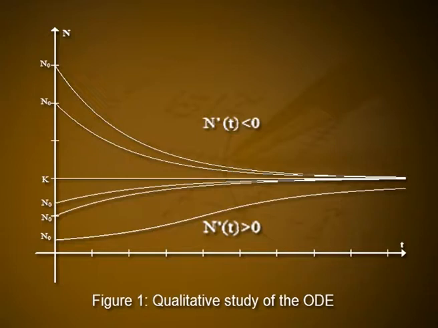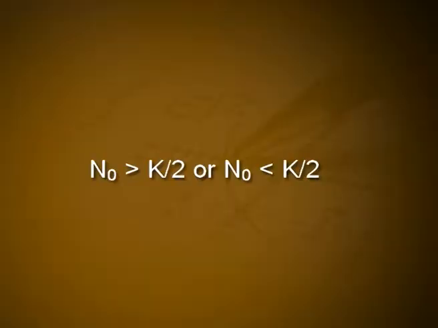Figure 1 gives a qualitative study of the ordinary differential equation. Clearly, if n0 is less than k, n(t) simply increases monotonically to k, while if n0 is greater than k, it decreases monotonically to k. In the former case, there is a qualitative difference depending on whether n0 is greater than k/2 or n0 is less than k/2. In the case where n0 is greater than k, this would imply that the per capita birth is negative, that is, the births plus immigration are less than the deaths plus emigration.